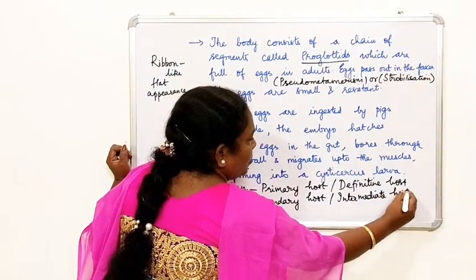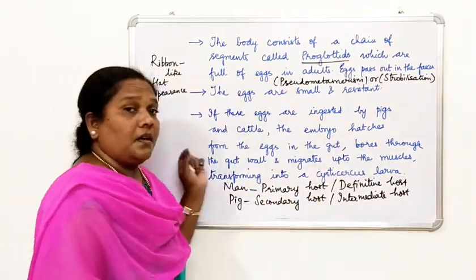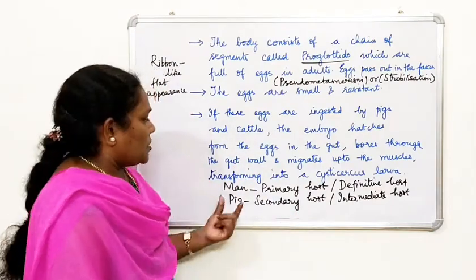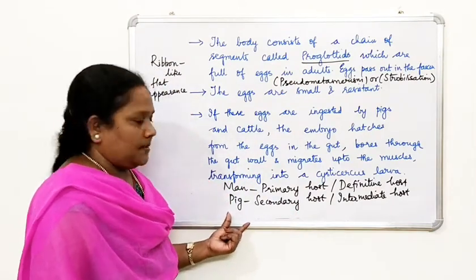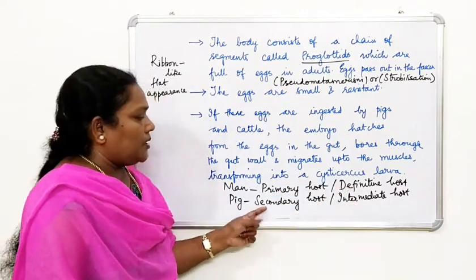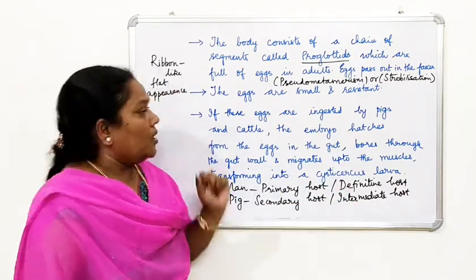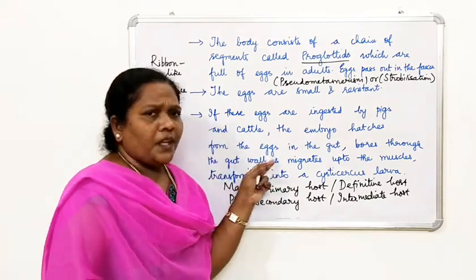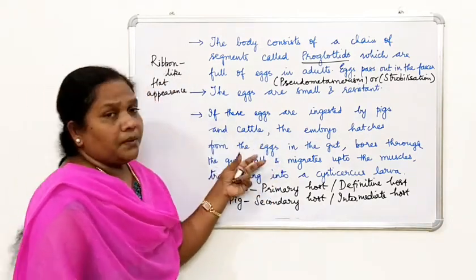Okay, right? So this tapeworm needs two hosts to complete its life cycle. One is man, the other one is pig or cattle, right? So man is the primary host, or definitive host, whereas pig is the secondary host or intermediate host. So now what happens when it is here? In this case, the larva will be inactive.